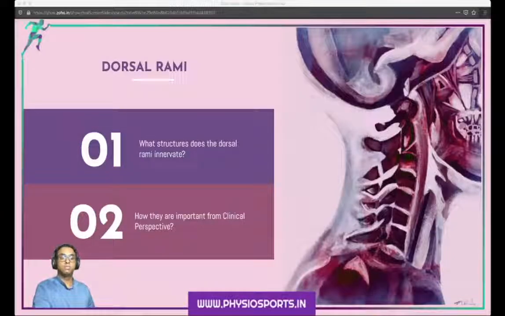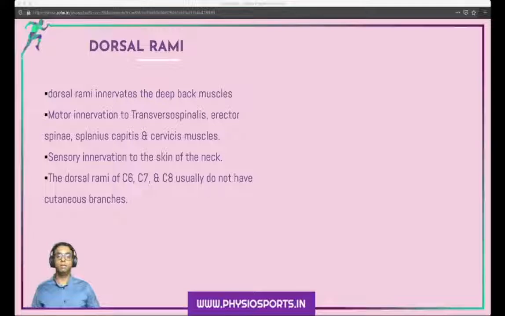Now, with having understood the ventral rami and their distribution, we now move on to the dorsal rami and their distribution. The dorsal rami innervate the deep back muscles. They provide motor innervation to transversospinalis, erector spinae, splenius capitis, and splenius cervicis muscles, and sensory innervation to the skin of the neck. The dorsal rami of C6, C7, and C8 usually do not have cutaneous branches.